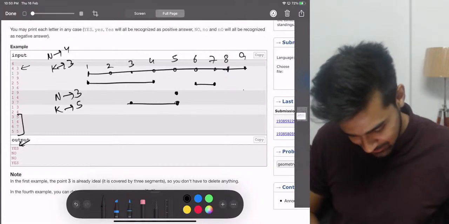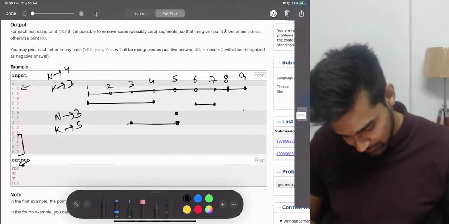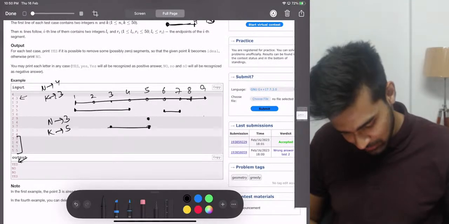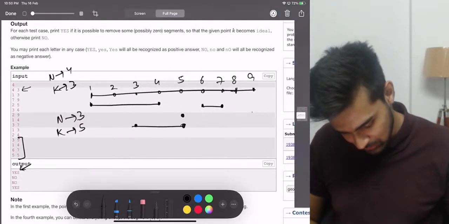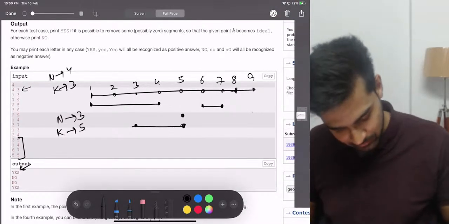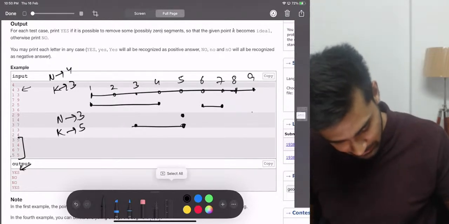I am getting confused actually. So 3 is the number of points, k is this, 1 to 4, 6 to 7, 5 to 5. Okay, yeah, sorry. This is right actually.